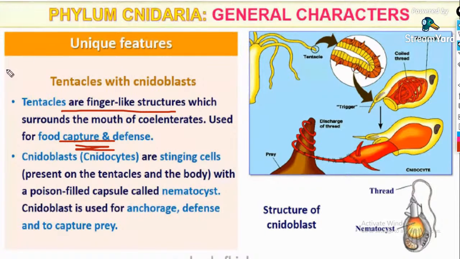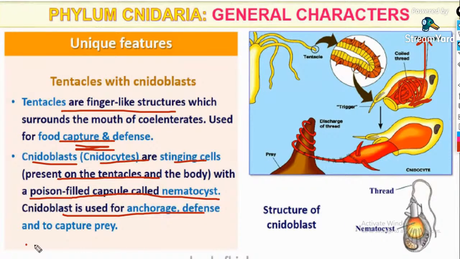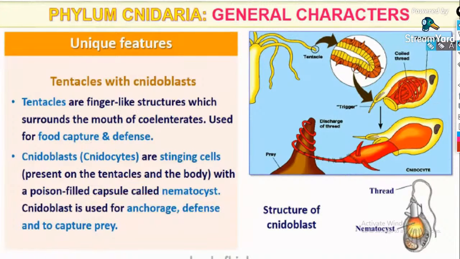The tentacles are the finger-like structures which surround the mouth of the coelenterates, and they are used for food capture and defense. Cnidoblasts or cnidocytes are the stinging cells present on the tentacles and the body. They are filled with a poison-filled capsule known as nematocyst, and this cnidoblast is used for anchorage, defense, and to capture prey.